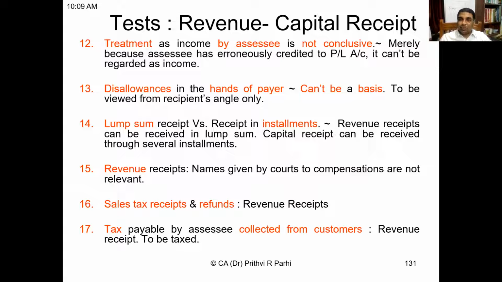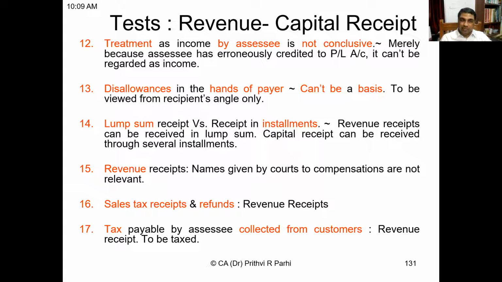Because as you are aware, this transaction has to be viewed from the recipient's angle only. From the recipient's point of view, is it a receipt? Then is it a revenue receipt or capital receipt? Is it relating to fixed capital or circulating capital? Then we will be able to analyze whether it is a revenue, if there is some exemption, or it is a capital, if there is some specific inclusion. This is how it will be decided whether it is taxable or not.